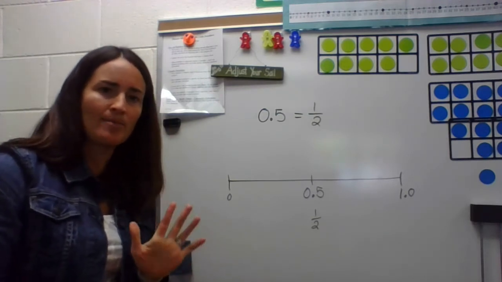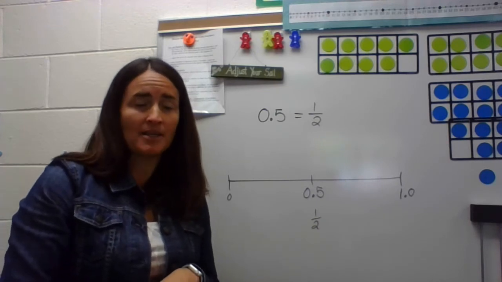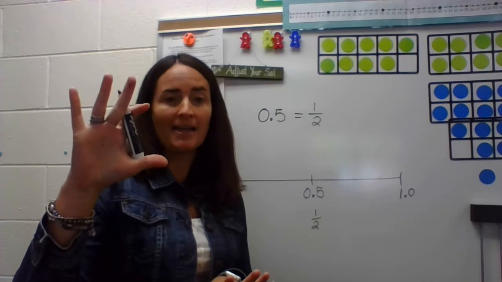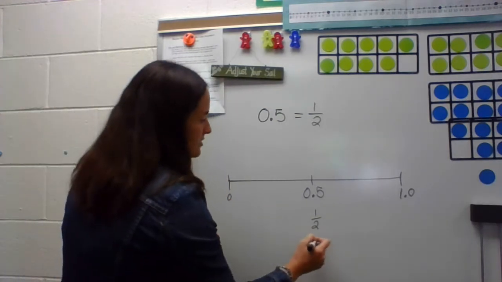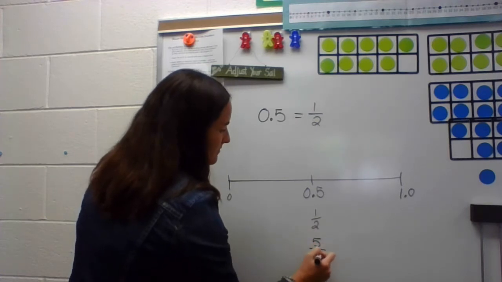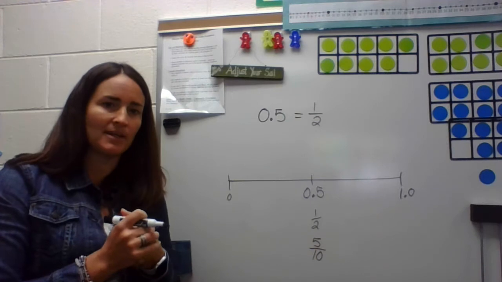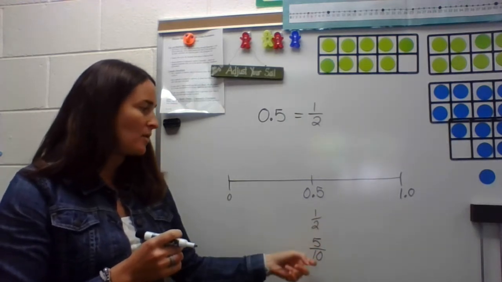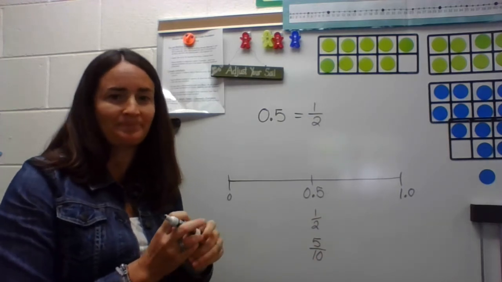And as I think about how I might be able to write 5/10 another way, I thought of fractions, and I thought 5/10 is actually taking 5 out of 10 pieces. So I could write that as a fraction like this, 5/10, a numerator of 5 and a denominator of 10. So 5/10 is equivalent to 1/2 when we're talking about fractions as well.